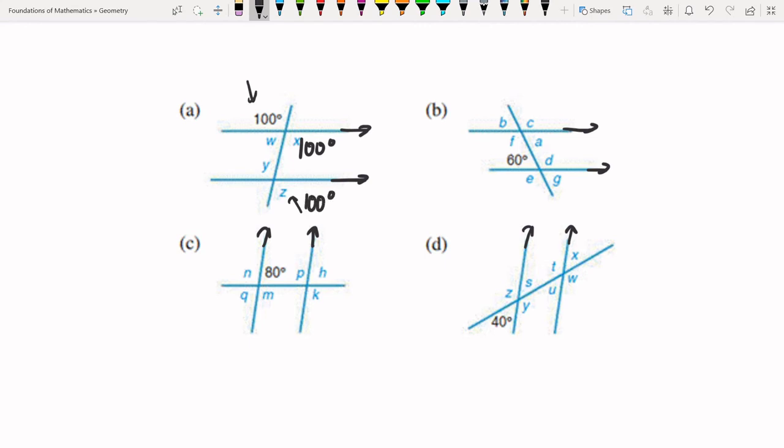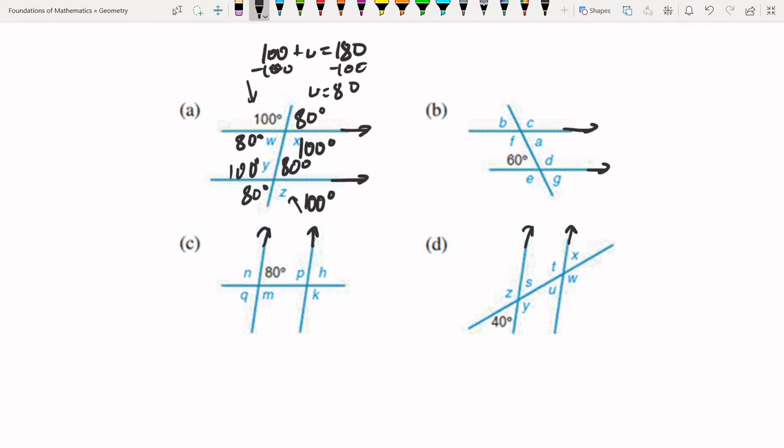Well, if z is 100, y is a vertical angle to z, which means y is also 100 degrees. And last but not least, w is on the opposite side. It creates a straight angle with 100, which means 100 plus w equals 180. We just subtract 100 from both sides and we get w equals 80. We have 80 degrees, and now we know the rest of the angles. If we wanted to know them, they're all going to be 80 degrees.